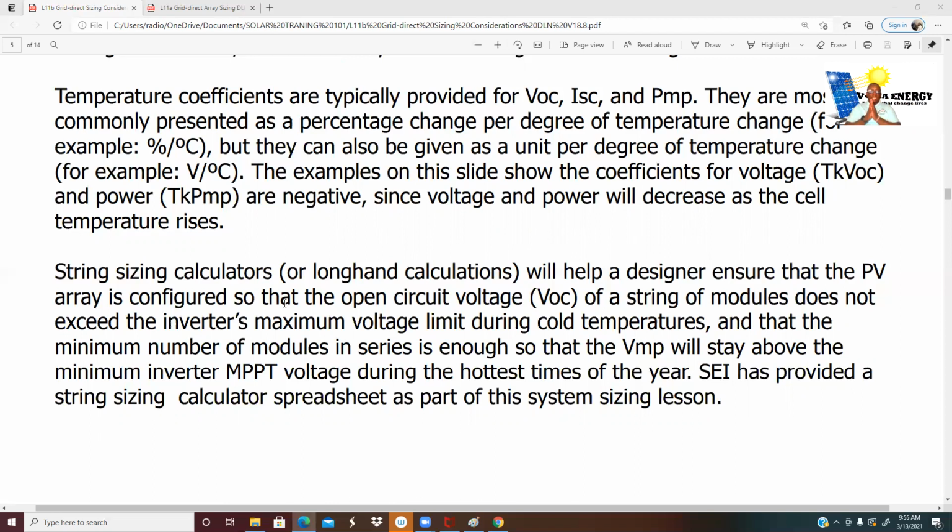SEI has provided a string size calculator spreadsheet as part of this system sizing lesson. You see how beautiful this institution is? Where we get our material from? They have provided a calculator we can use for string sizing.